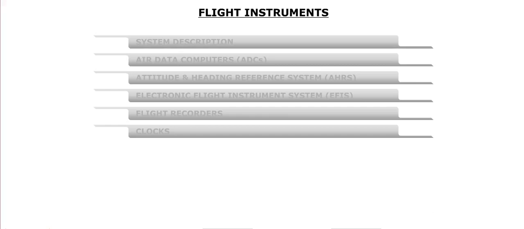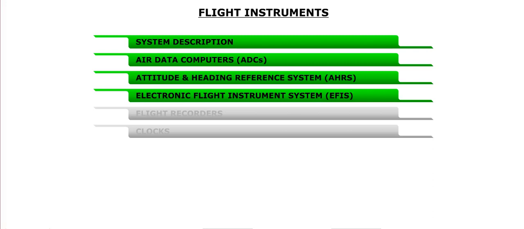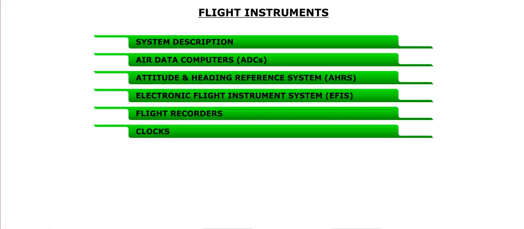We will cover the flight instruments system of the ATR. First, we will start out with a brief system description. Next, we will look at the individual components of the flight instruments systems, including the Air Data Computers, or ADCs, the Attitude and Heading Reference System, or AHRS, the Electronic Flight Instrument System, or EFIS, the flight recorders, and the aircraft clocks.